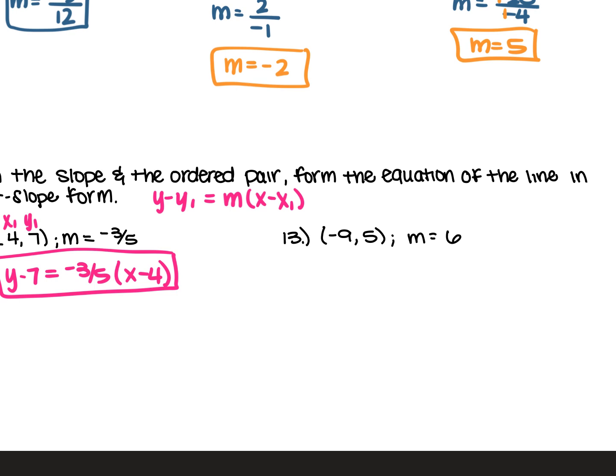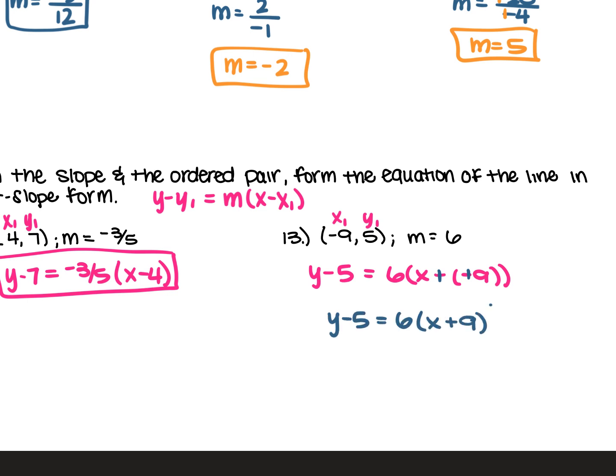Then for 13, we're given the ordered pair -9, 5, and the slope of 6. So the -9 is going to be x1, the 5 will be y1, m is 6. So that means we're going to have y minus 5 is equal to 6 times x minus -9. You need to simplify the double negatives with the x minus -9 to become x plus 9. So y minus 5 is equal to 6 times x plus 9 is your answer.